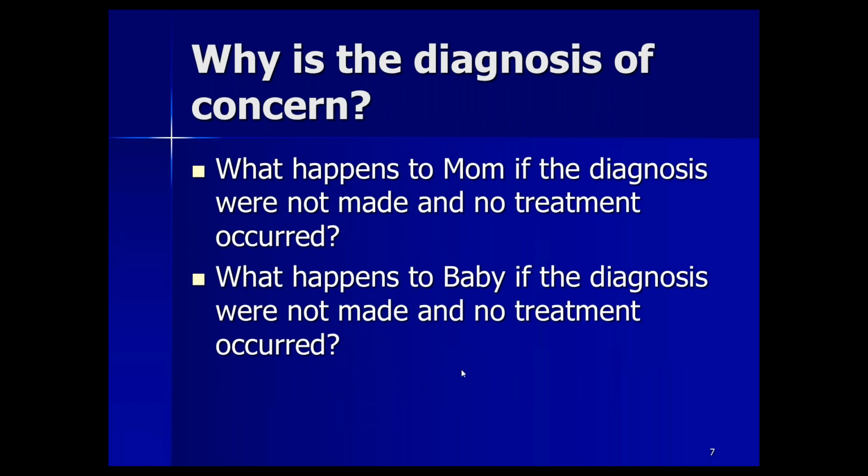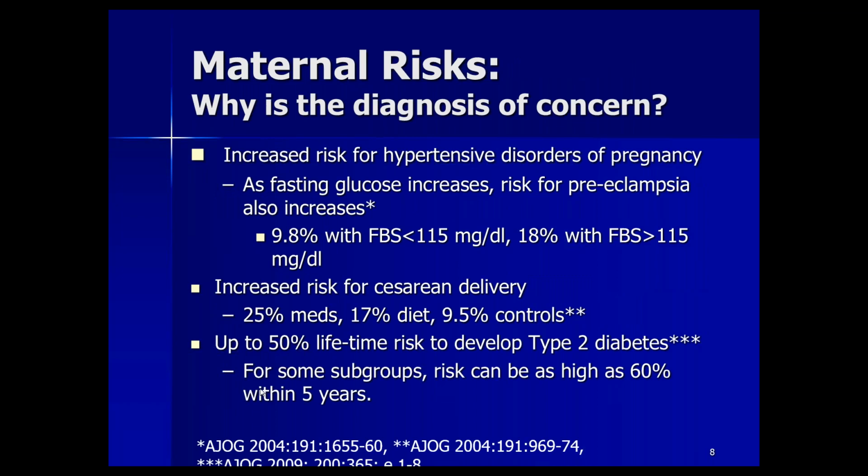The diagnosis is of concern because of these complications. And the important part here is I want to start by looking at what would happen to mom and what would happen to baby if the diagnosis was not made and no treatment occurred. A little bit difficult to do in our clinical milieu now, but there are some studies that help inform us about these issues. So from a maternal point of view, why is the diagnosis of concern?